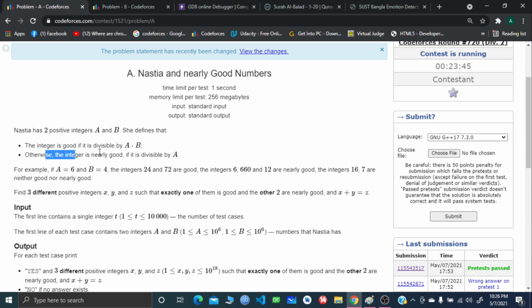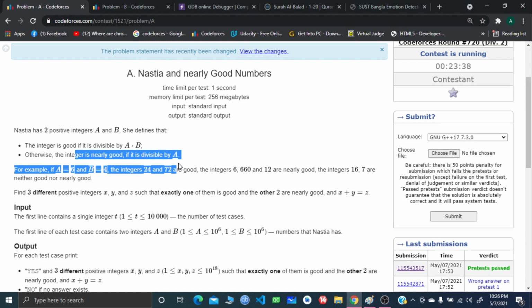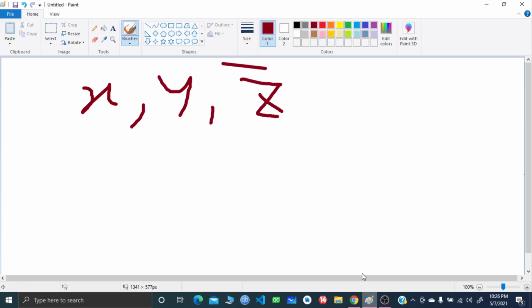I hope you get that. This is what we can refer to as a nearly good number. Remember, nearly good means it is only divisible by the number a. Now the question is how we're going to build the number z. Let's focus on z. They have said that z should be divisible by a times b.